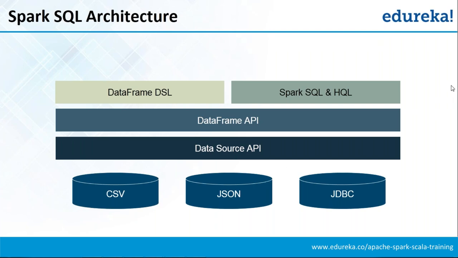Now there will be a data source API. So using the data source API, you can fetch the data. After fetching the data, you will be converting it to a data frame. So what is a data frame? In the last one, we learned about this. Let's say this was my cluster, and this is a machine, this is another machine, this is another machine. So let's say these are all my clusters.